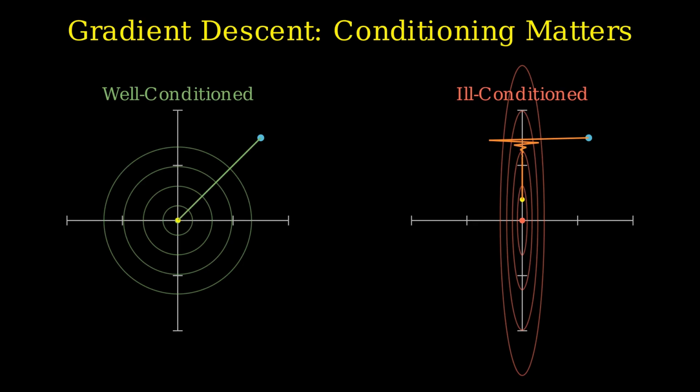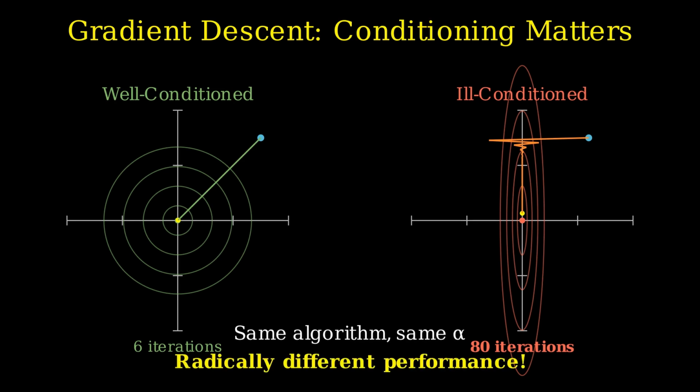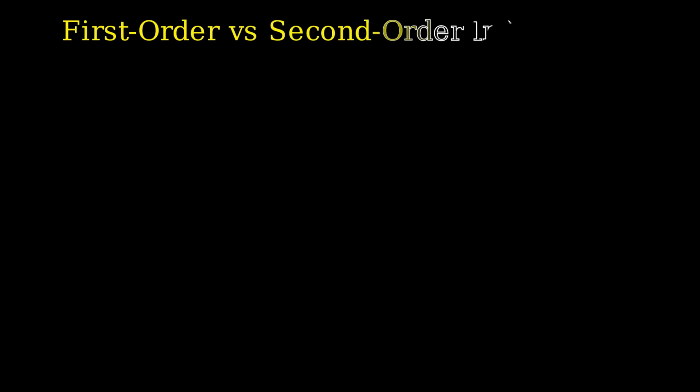The update rule is simple. X new equals x old minus alpha times the gradient. That alpha, the learning rate, is the same scalar for every dimension. And that's the problem. So what's the alternative?